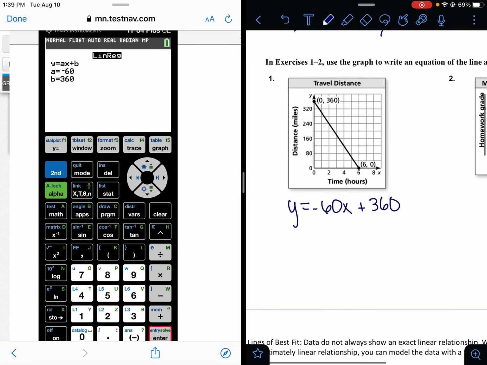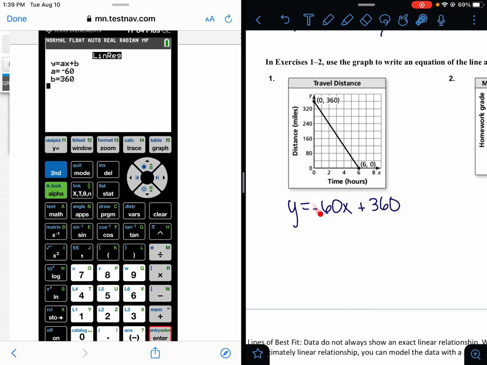When we go to interpret the slope, you kind of have to take into account all that's going on here. This is travel distance. This is the distance over time. It starts at 360 and then goes down to 0. So obviously what this tells me is that you're returning home. You were away from home, and the distance from home is going down as you're flying back home, or driving, I guess.